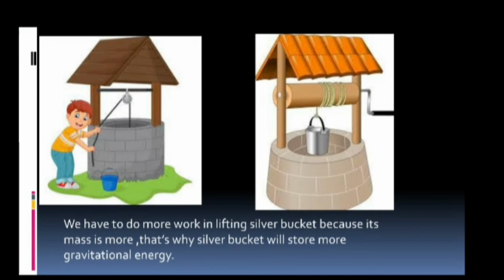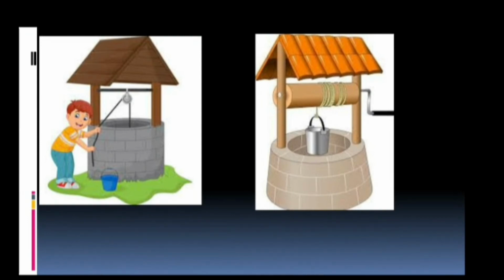We have to do more work in lifting the silver bucket because its mass is more. That's why the silver bucket will store more gravitational potential energy, because you can see the size of the silver bucket is greater than the blue one. So definitely the silver bucket will store more water than the blue one. So it will have more gravitational potential energy because we will do more work to lift the silver bucket rather than the blue one. In this way, mass affects gravitational potential energy.